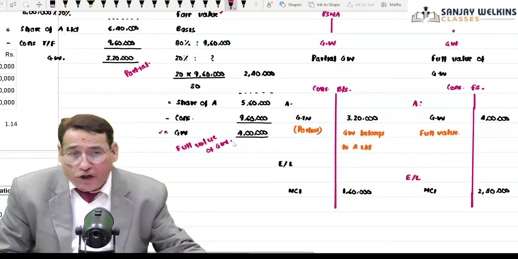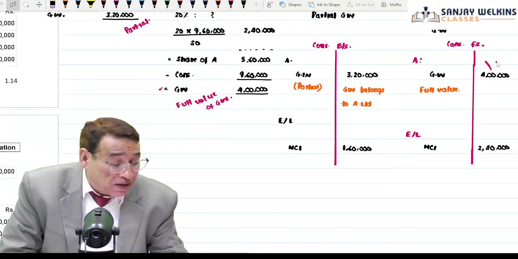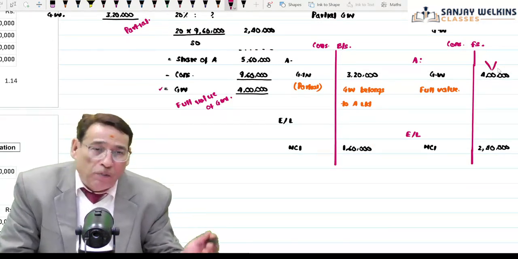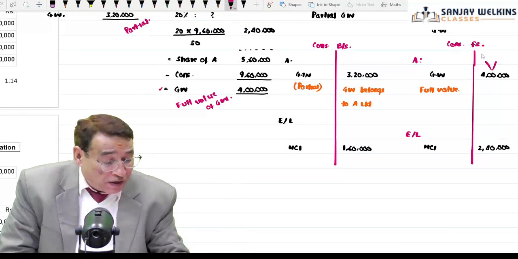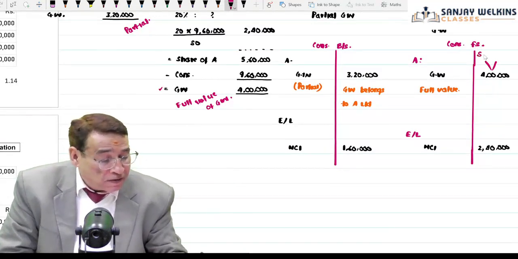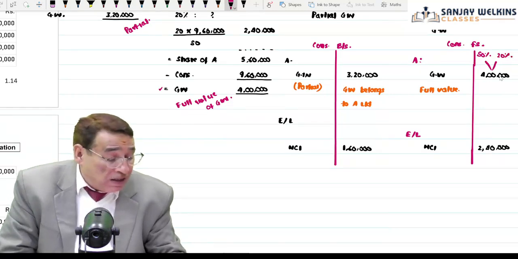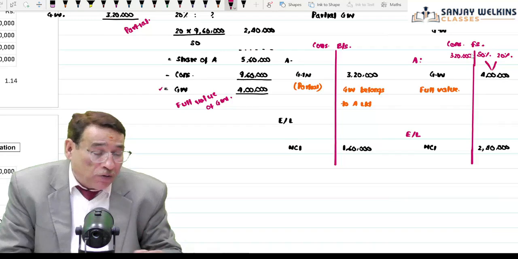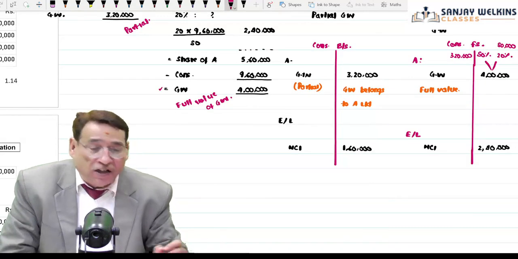Full value of goodwill means the goodwill which is appearing in the consolidated balance sheet. That means some portion of the goodwill belongs to the parent and some portion belongs to the non-controlling interest. For example, in this case, 80% is our share and 20% is the share of NCI. So if I compute 80%, that will be equal to 3,20,000. So 3,20,000 will belong to the parent and 20%, that means 80,000, will belong to NCI. 80,000 will belong to NCI.